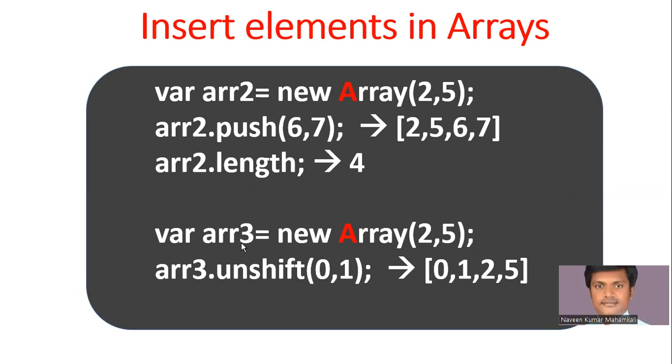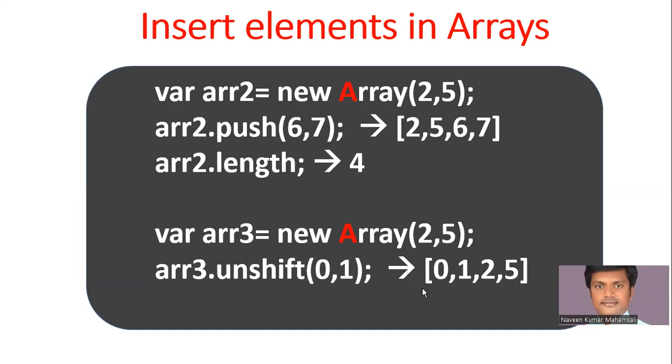Similarly, see now array3 has been created the same way, initially with 2 elements. I now call the function array3 dot unshift 0 comma 1. Now see the 0 and 1 elements are inserted at the beginning of this array. So push is for inserting elements at the end, unshift for inserting elements at the beginning of the array.